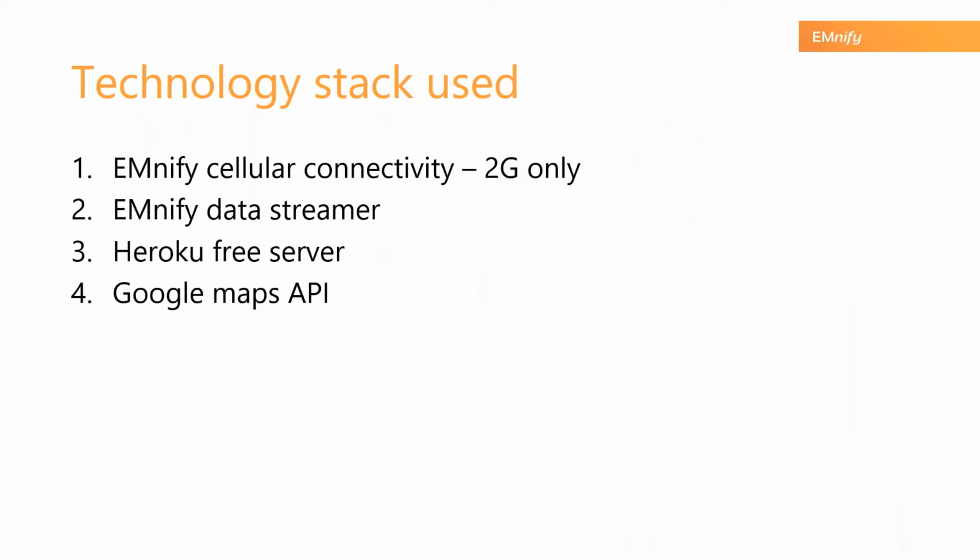We will use different stack. So first of all, we use the EMnify connectivity, of course. And one important information is that it only works with 2G, because only on 2G do we get this specific information from the network. Then we will integrate the EMnify Data Streamer. We will use a Heroku free server, and we'll finally integrate the Google Maps API to display everything on it.